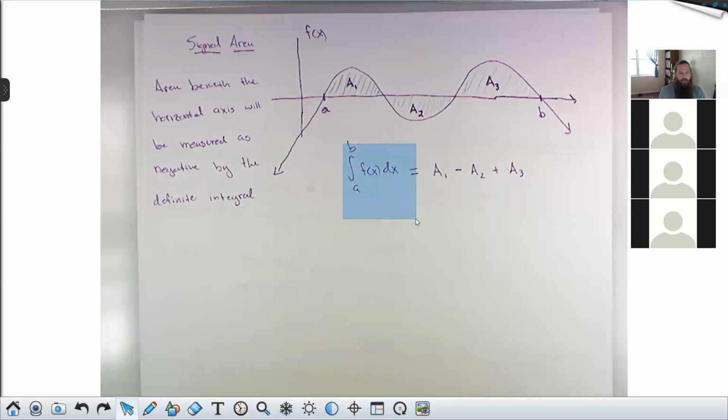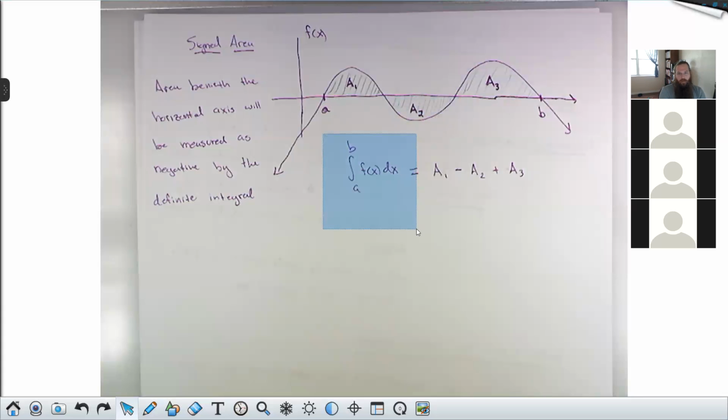So remember, this thing, by definition, is the limit of the Riemann sum, right? The limit as n goes to infinity of the sum from i equals 1 to n of f of x_i times delta x. What it returns is something we call the signed area bounded by f of x and the x-axis. What we mean by signed area is that if area is above the x-axis, we consider it as positive. So this guy and this guy would contribute positive area. And area that's beneath the x-axis, like this guy, is measured by the integral as being negative.